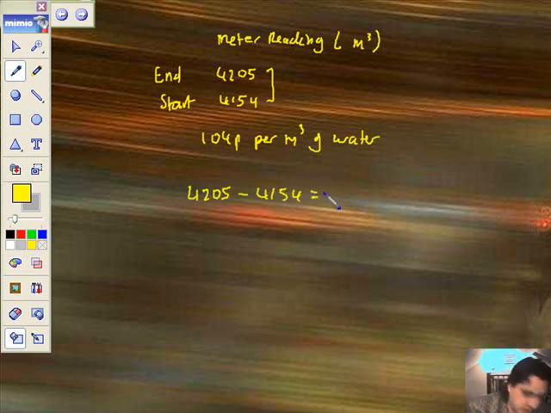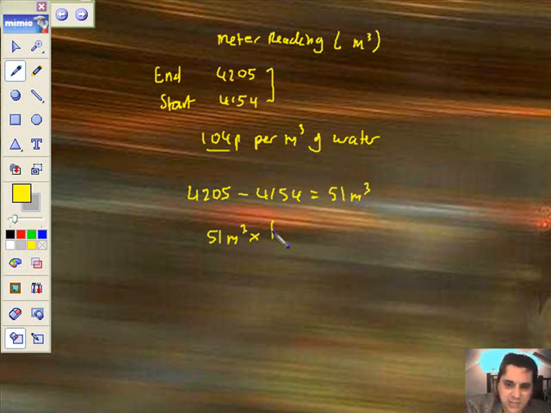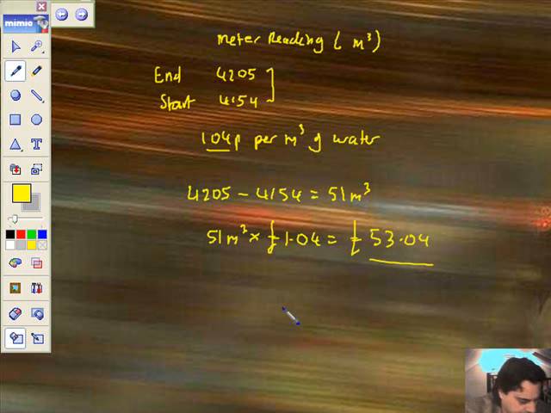So how much did we use? We used 4,205 take away 4154 from last time. So we used 51 meter cubes of water. So I've got 51 meter cubes, and I want the answer in pounds. Let's just convert this into pounds. Times 1.04. Grab a calculator. Times 1.04, and we've got ourselves a charge of £53 and 4 pence. All right, that's that one.